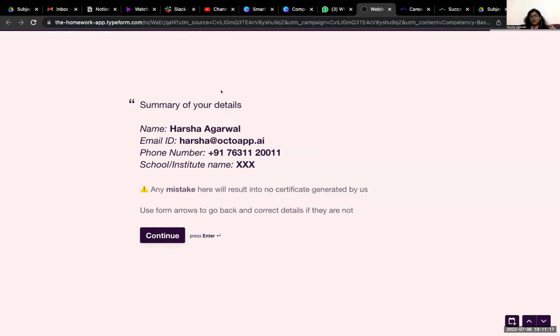Okay, now it will show you a summary of your details. You can see the summary of your details here. As you can see, any mistake here will result in no certificate generated by us. So you have to check your details. If the details are correct, you click on continue. If they are wrong, you can go back by the form arrows and fill it again.